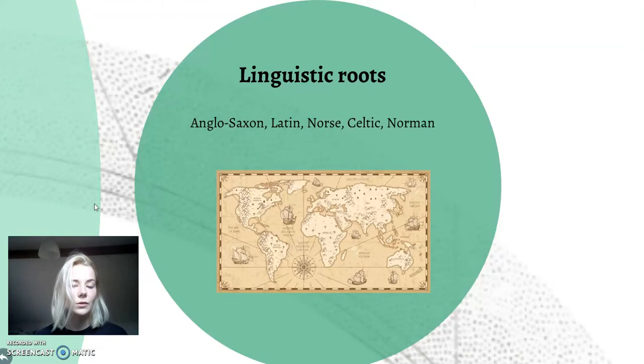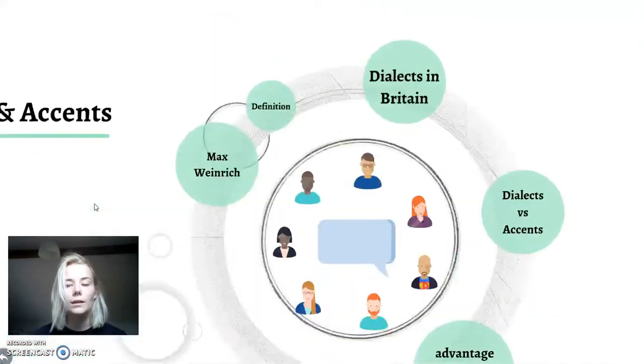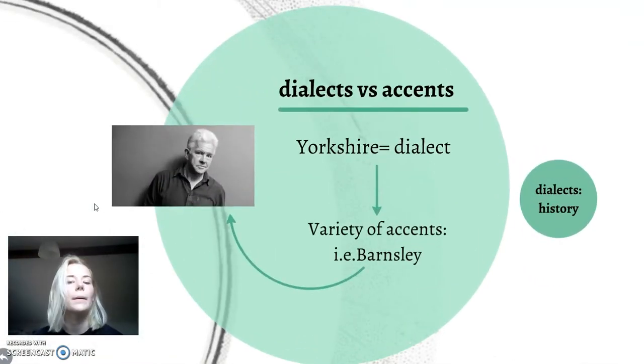So now we already talked about dialects, but what is an accent? Well, to give an example, I want to talk about Ian McMillan. He's a poet and he says he speaks Barnsley rather than Yorkshire. And in this case, Barnsley is the accent, which is a variant of a dialect, the dialect Yorkshire. So a dialect has a variety of accents.